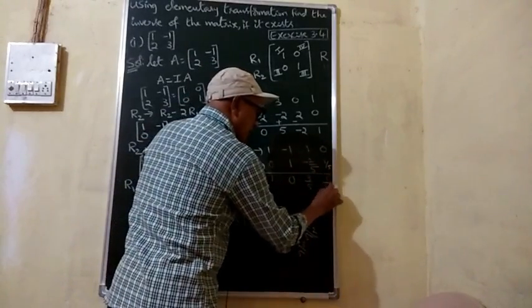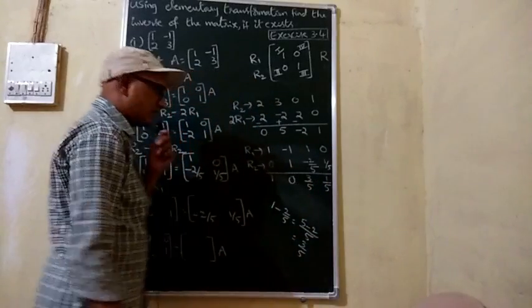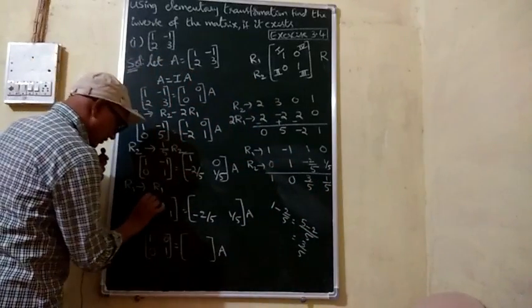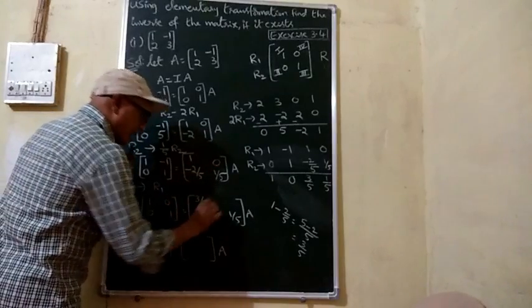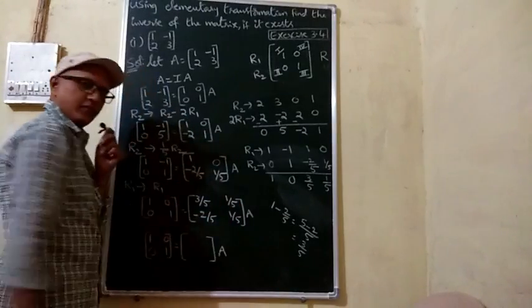0 plus 1 by 5, 1 by 5. Right? That is the thing we have to write. 1, 0, 3 by 5, 1 by 5. Right?